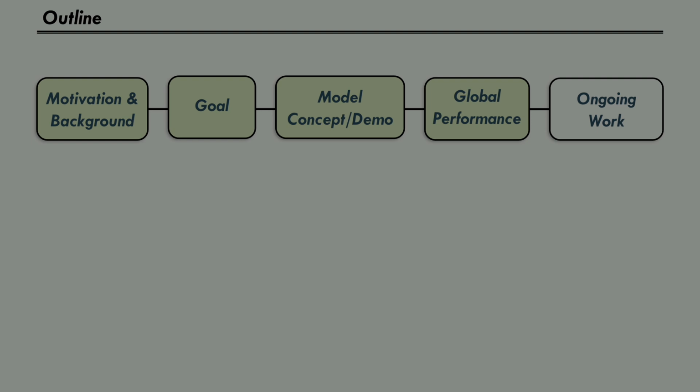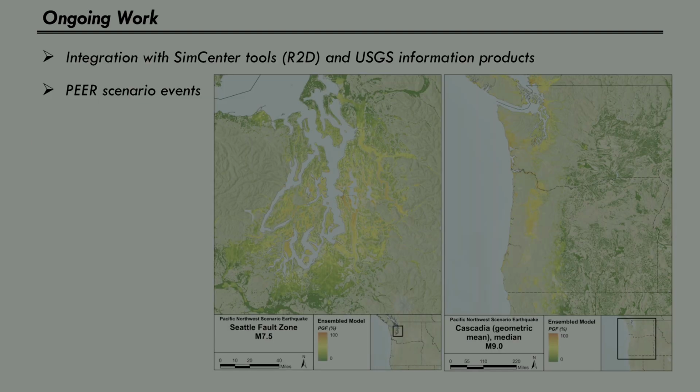So I will just say in the final minute here, some of the things we're doing in the last few months of our project. We want to get our maps integrated into R2D and integrated into the USGS information products. We've been running thousands of different scenarios through the models. So here's just a couple of examples in the Pacific Northwest, the types of scenario products we're putting out in various digital formats so that people can take and use them.